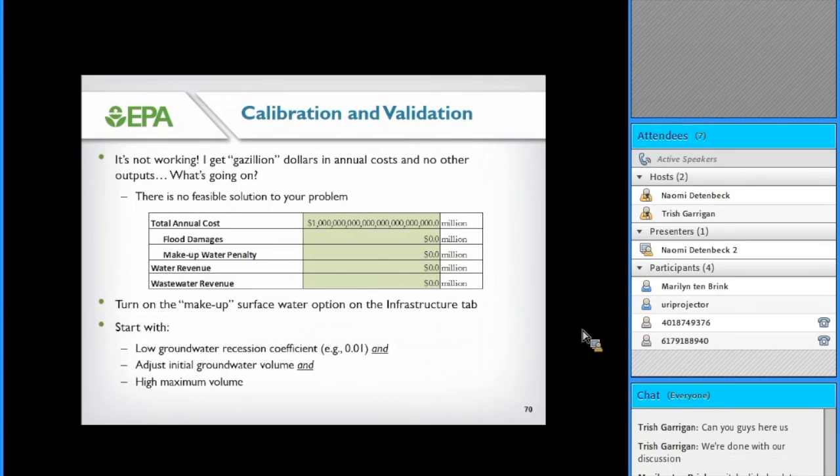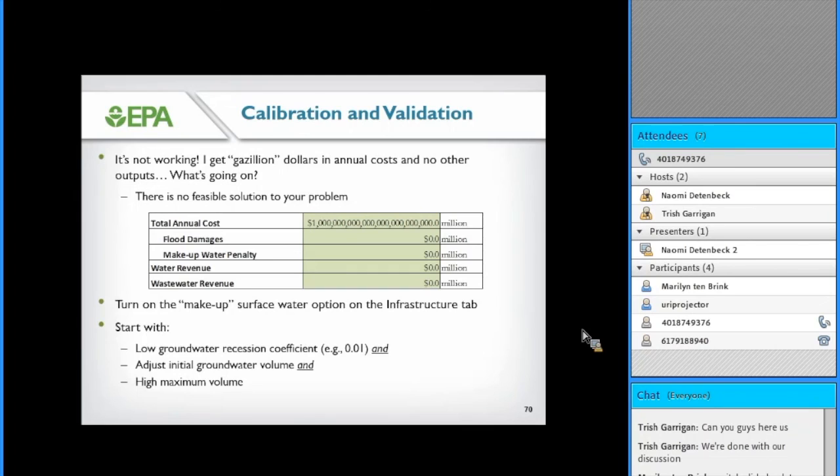So if you were to turn on the makeup surface water option, then you would also get the values there, right? Yes, you would, the penalty. The penalty would show up in the third row. That's a good point. You would see that penalty in the third row, and then your total annual cost would reflect the fact that that penalty was selected.